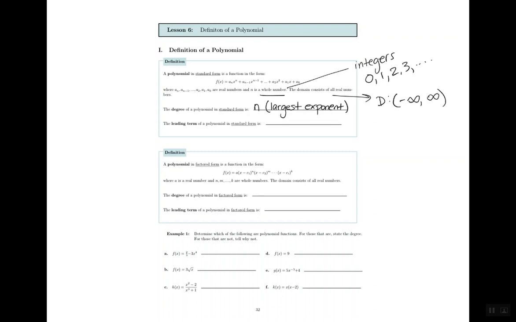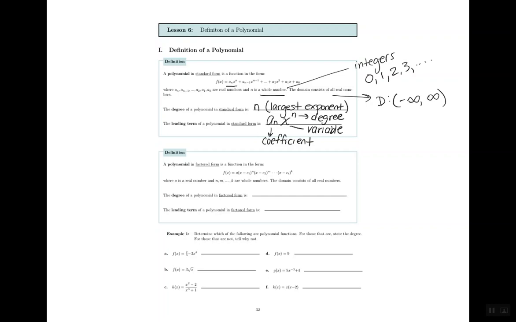The leading term of a polynomial in standard form is given by that whole term, including that degree n. So a sub n x to the n. A sub n is our coefficient, that real number. X is our variable. And n, as we stated above, is the degree of the polynomial.